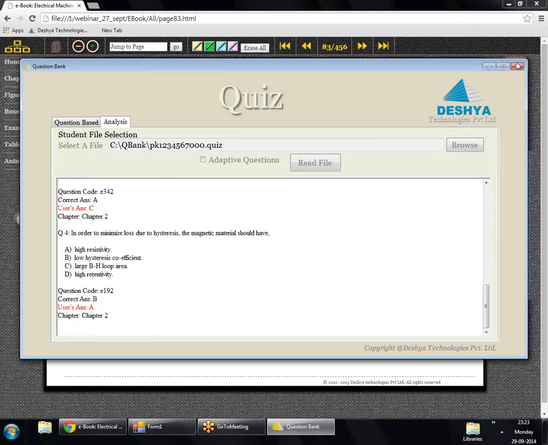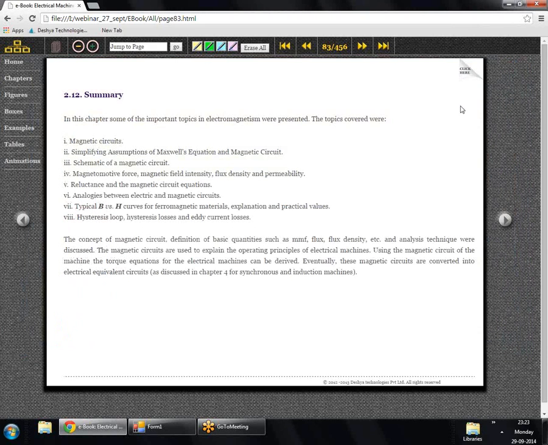And this quiz is a part of the complete e-learning package on electrical machines. This package is quite graphically intense. It's very interactive and it helps the learner to understand the subject in a very enjoyable fashion. So it is a very involved e-learning environment that has been created for electrical machines.